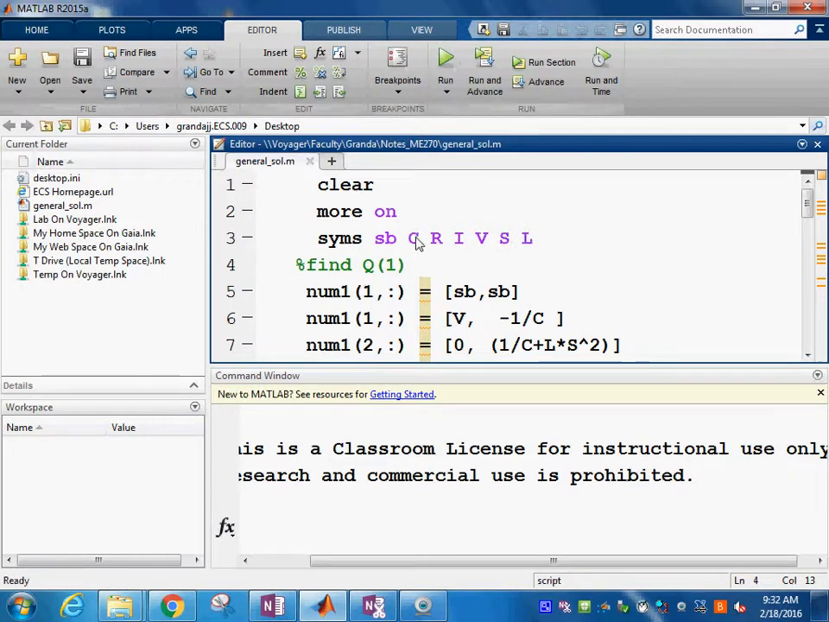variables. In other words, this thing in here says clear the workspace. Then more on means do not execute everything at once and fly by me. By allowing just a few lines of the output to display, I'll be able to digest it and read it better. That's what that is. Then we are using the symbolic toolbox in here, and we're defining all these variables: C, R, I, V, S, and L.